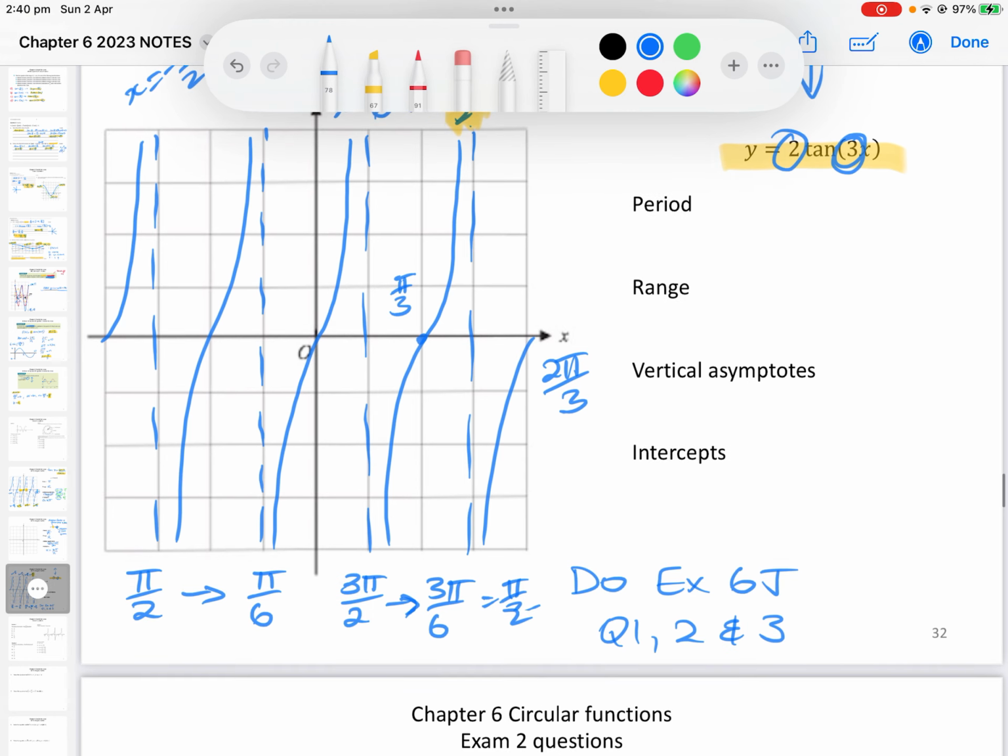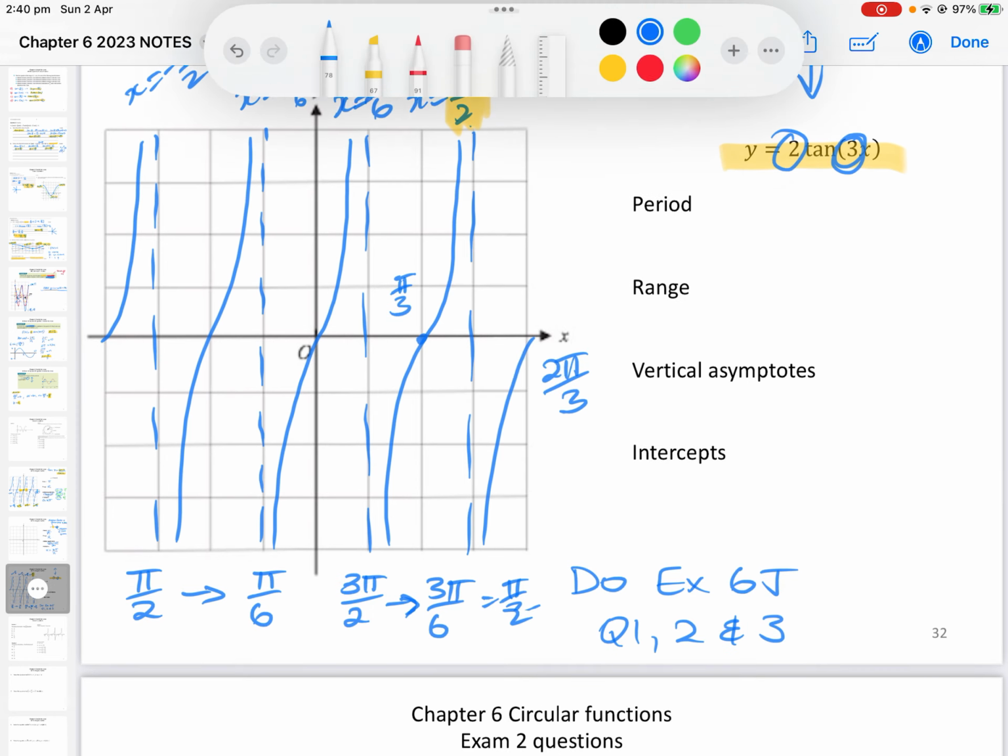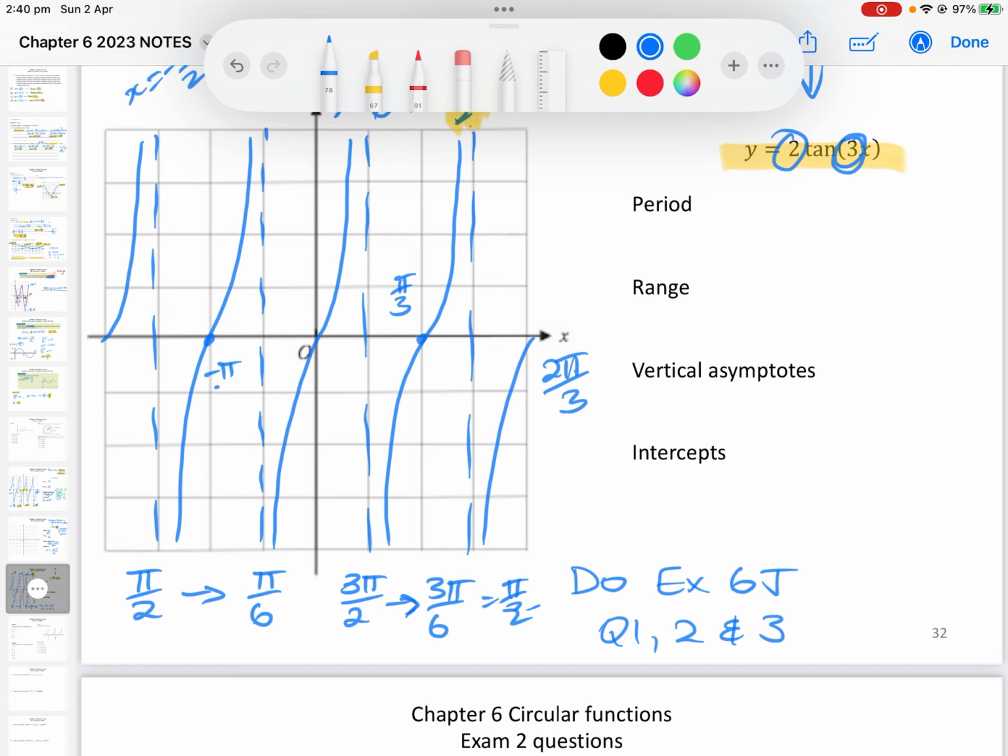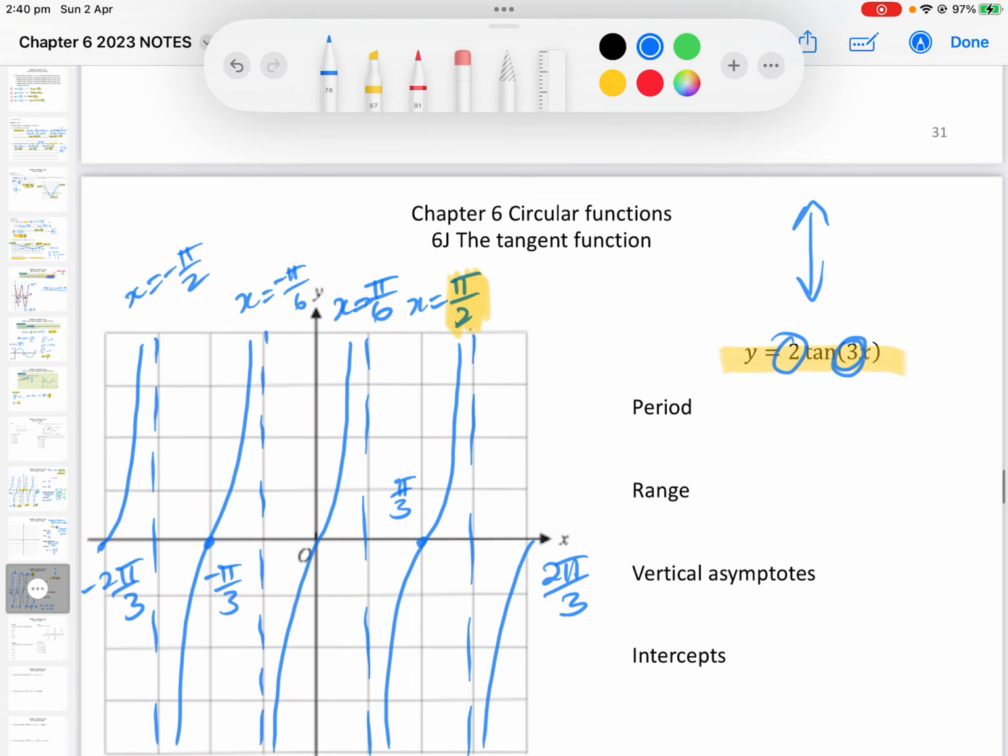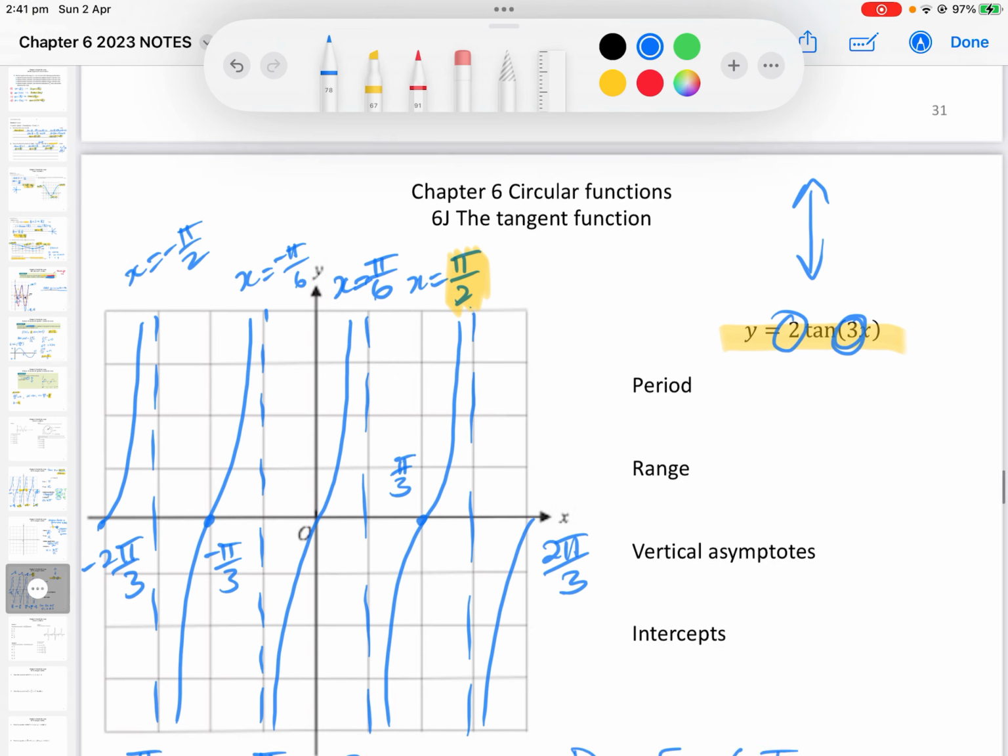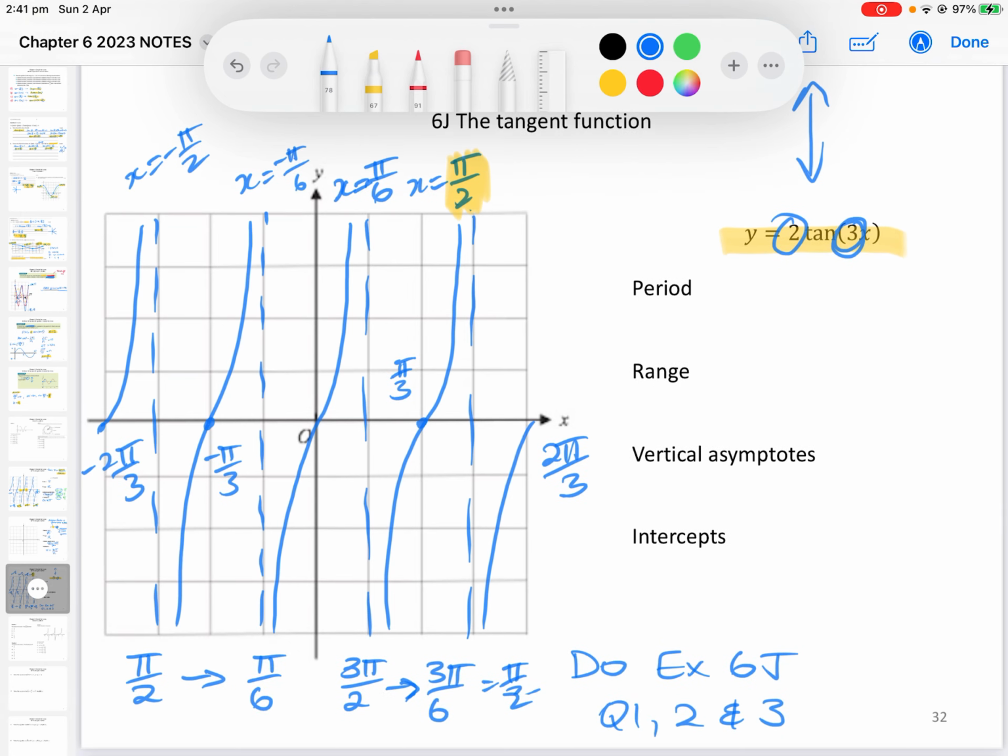So I've kept my same drawing. What I'm doing is I'm just changing the labels because the dilation from the y-axis is the thing that is important. So my period now is pi on 3, and that's true, isn't it? Because if I go from there to there, it's 2 pi on 6 or pi on 3. My range for tan is always R.